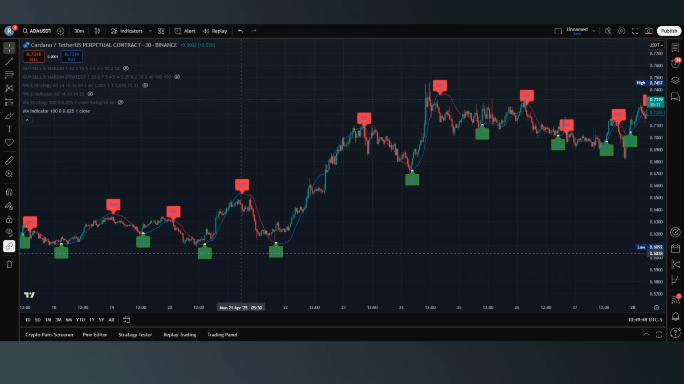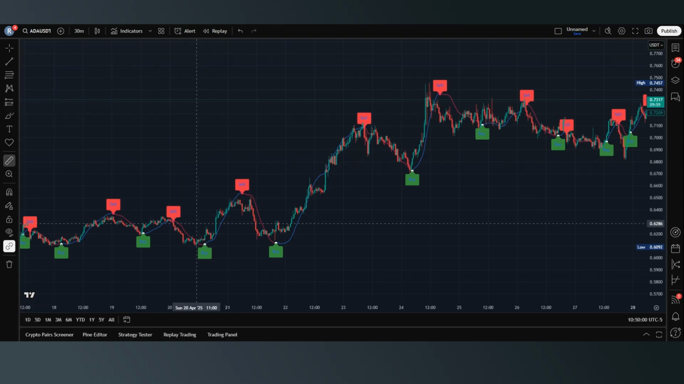And sometimes there's even greater movement there, and maybe a bigger profit could have been had. But what I try to do is play it safe. I try to either close at opposite signal or take profit at 3%. However, you can utilize this any way you see fit.